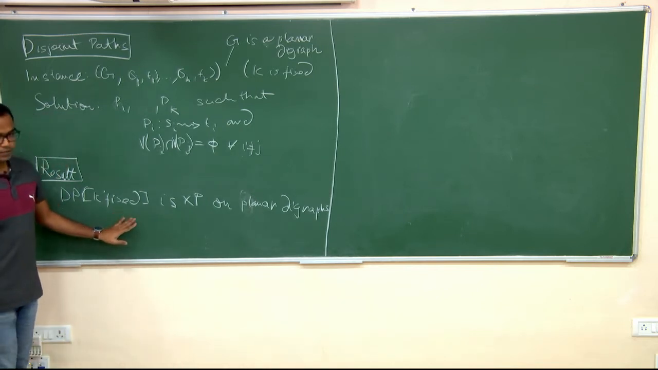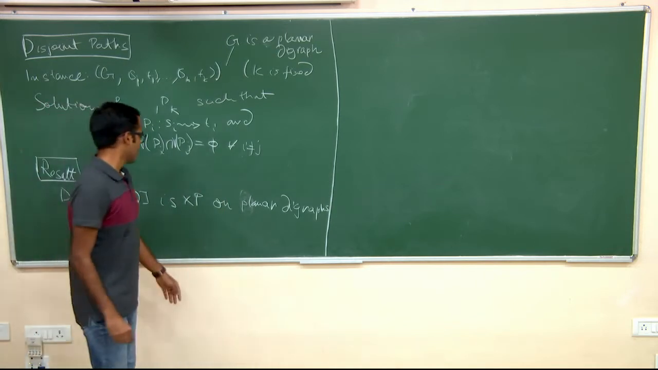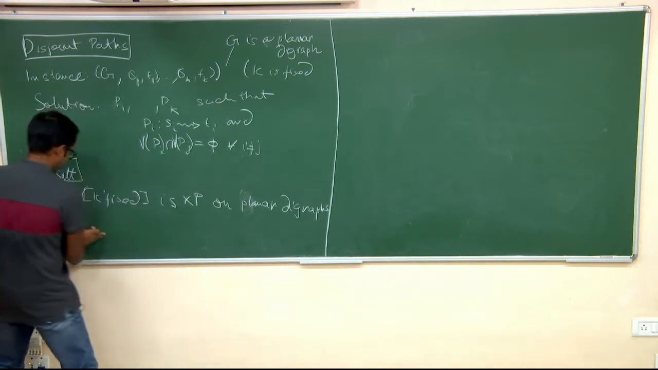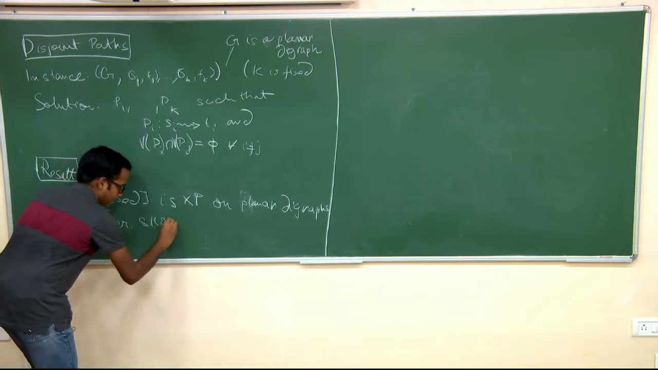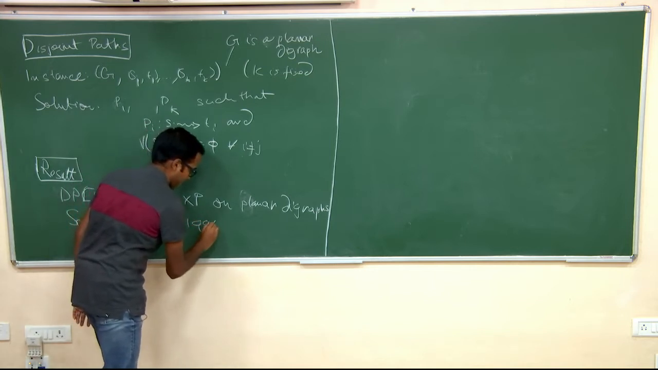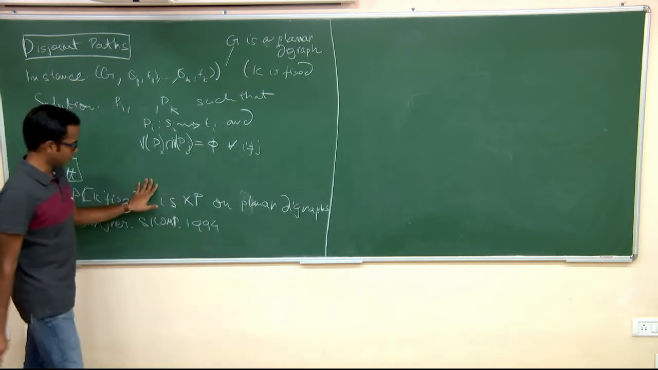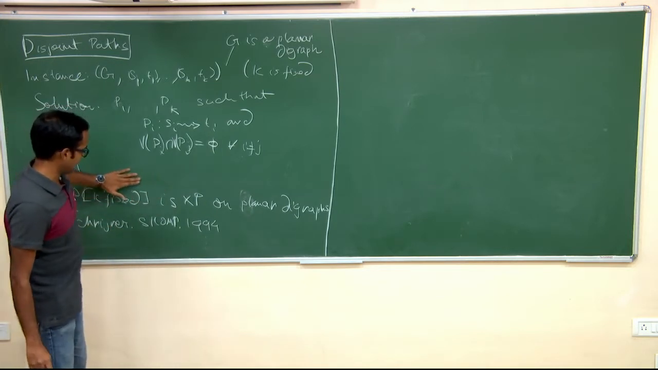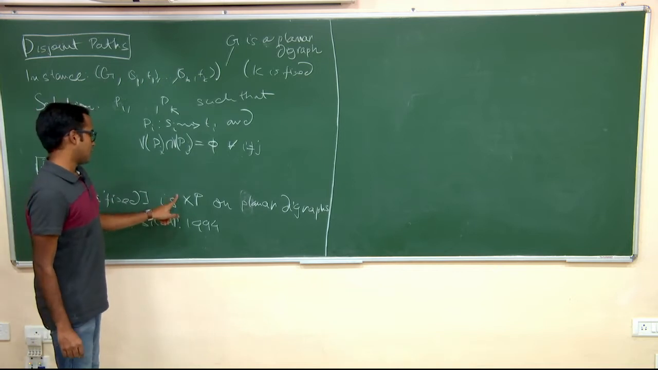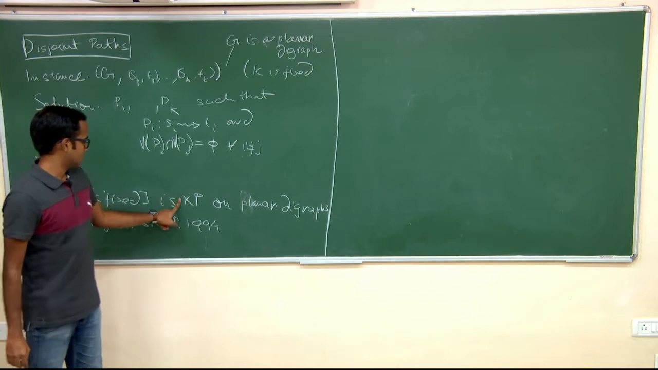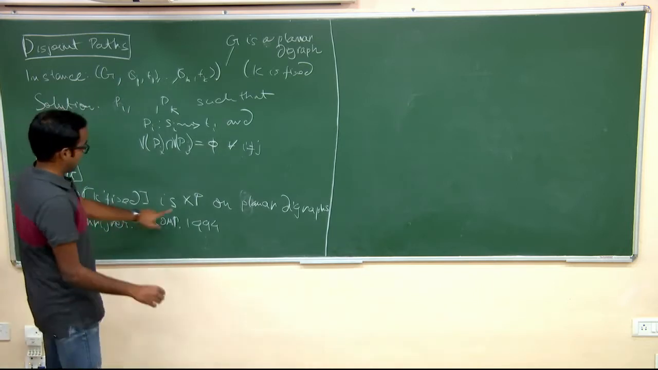Disjoint paths when k is fixed is XP on planar digraphs. What does planar mean here? It just means the underlying undirected graph is planar. This result came out in '94, in SICOMP. After that there were many improvements in this direction, but around 2014 there was another result which showed that this is actually FPT. We know that it is FPT on planar digraphs.